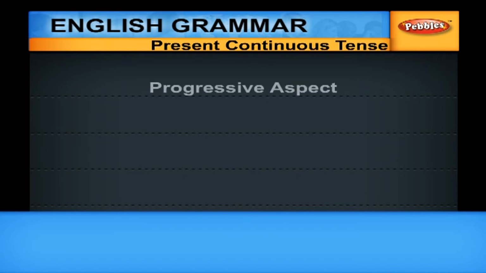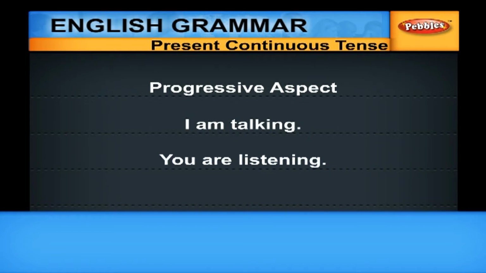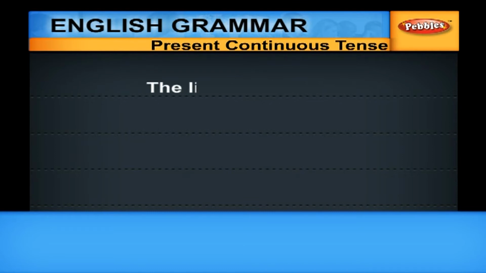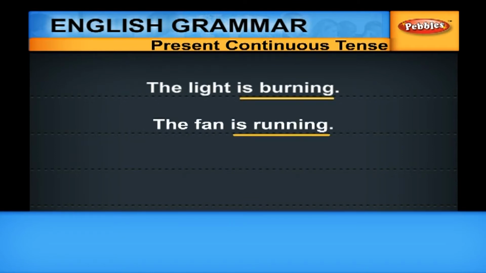As the name indicates, a progressive aspect tells you about an action that is progressing, that is going on. I am talking. You are listening. The light is burning. The fan is running. She is coming. So, when you are talking about an action in progress, you have to use the ing form.